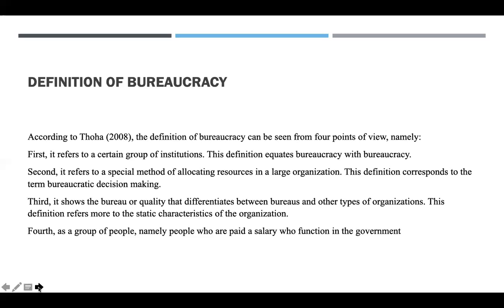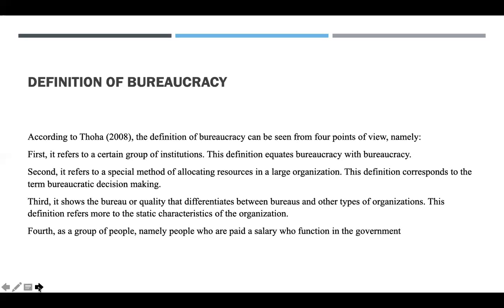And then the third one shows that a bureau is a quality that differentiates between a bureau and other types of organization. This definition refers more to the static characteristic of the organization. The third one is just talking about the name, or if we are talking in Indonesia, we call it nomenclature. So the definition of bureau refers to the type of organization, bureau. And then the last one is bureaucracy as a group of people, the people who are paid a salary, who function in the government.